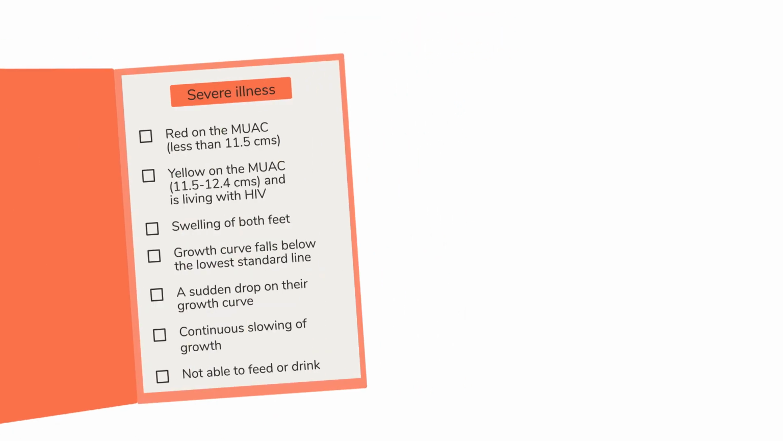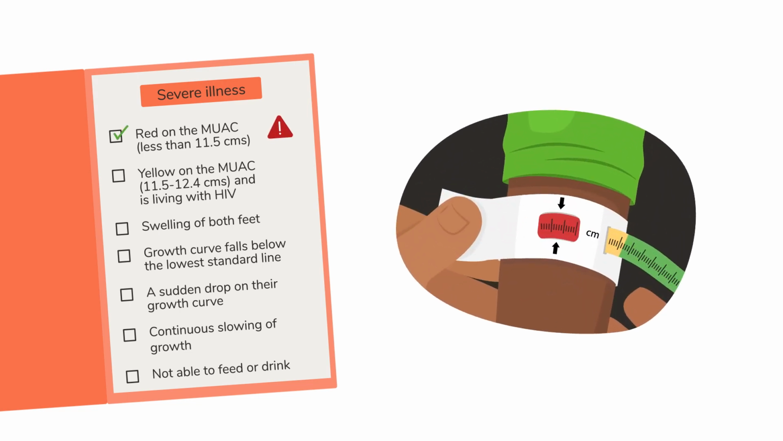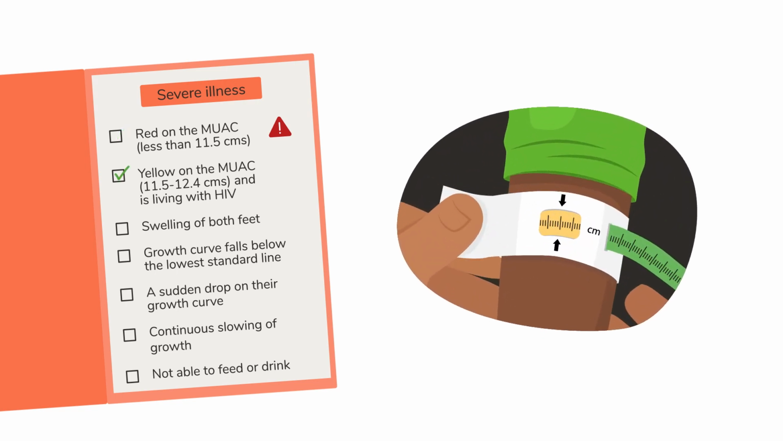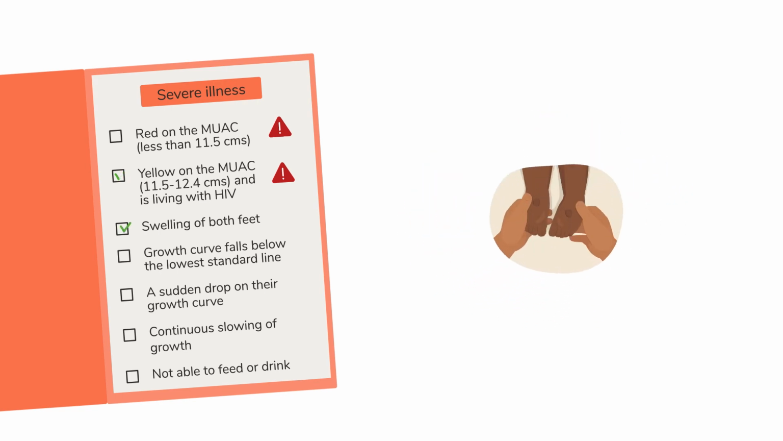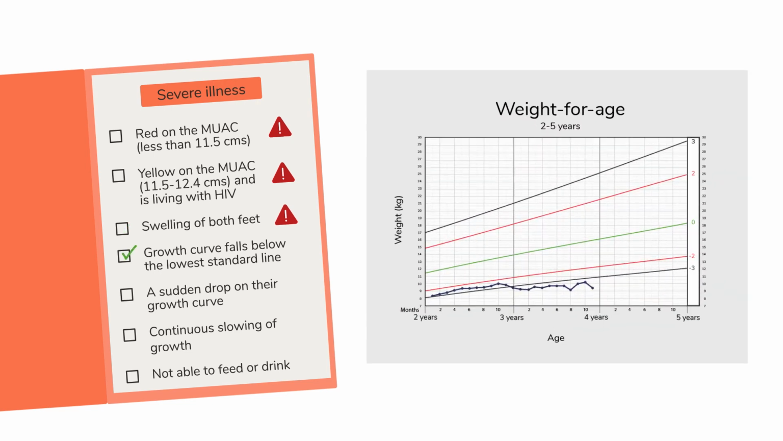Malnutrition can also be a sign of a severe illness. If the child has any of these signs or symptoms, they have a severe illness. Red on the MUAC tape, which is a measurement of less than 11.5 centimeters. Yellow on the MUAC tape, which is a measurement of between 11.5 and 12.4 centimeters, and is living with HIV. Swelling of both feet. Their growth curve falls below the lowest standard line on their growth chart.